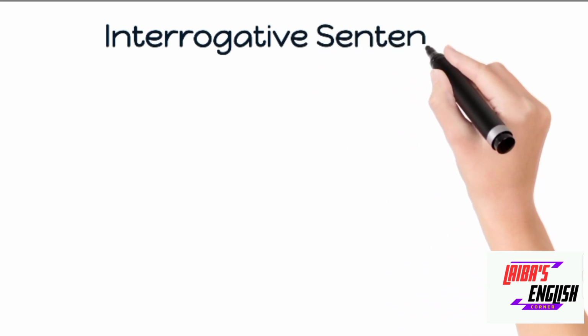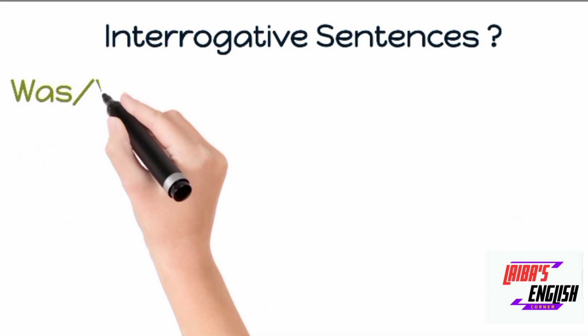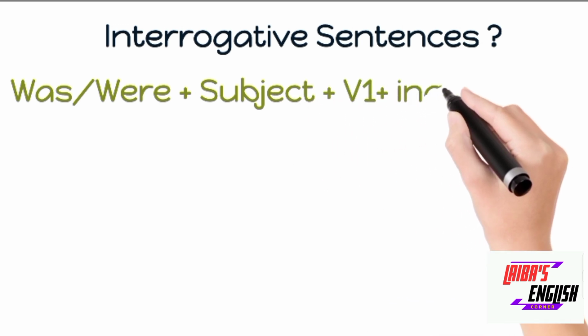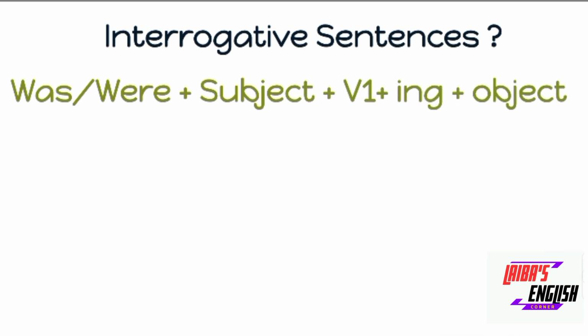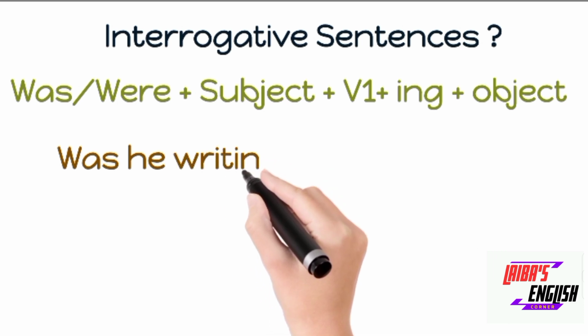The third type of the past continuous tense is the interrogative sentences. In interrogative sentences, we ask questions. So at the end, you must put a question mark because if you do not put a question mark at the end, you may lose your marks. So in interrogative sentences, when you have to ask a question, you simply have to put the helping verb at the start. The helping verb of past continuous tense is was and were. So we will start our sentence with was, were plus subject plus first form of verb plus ing plus an object. So we will make some examples to make your concept crystal clear.